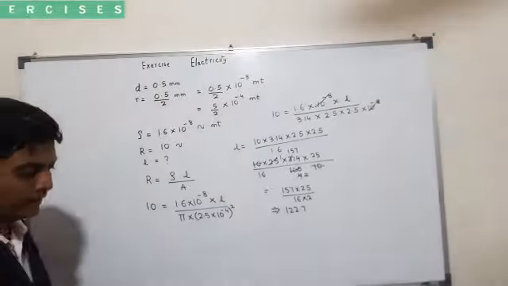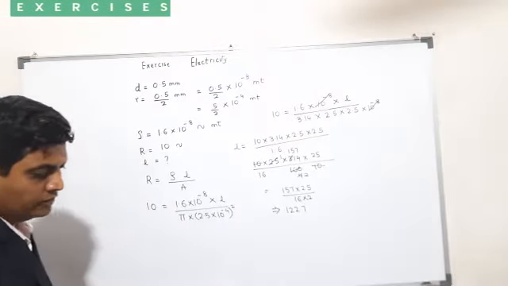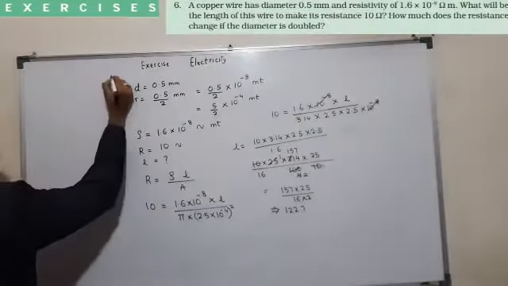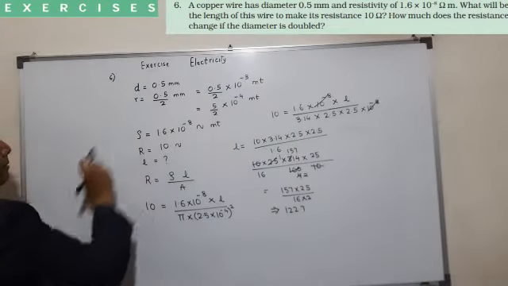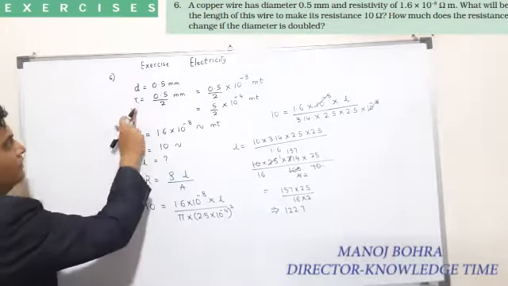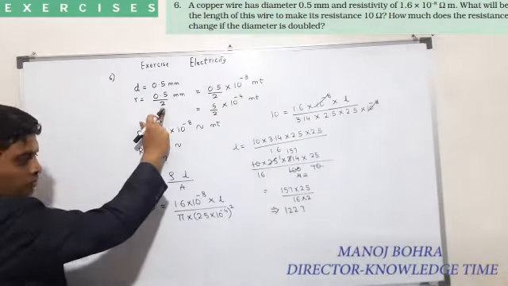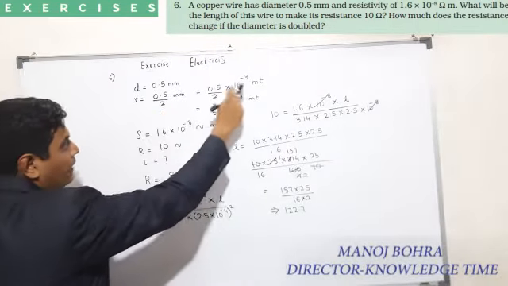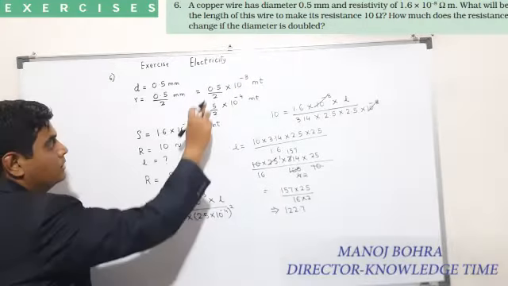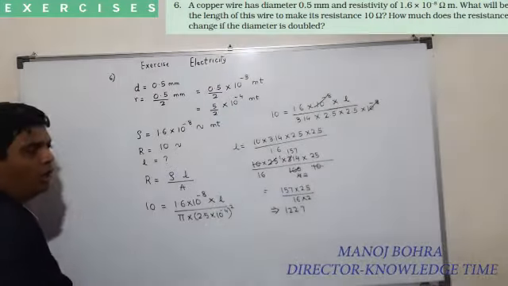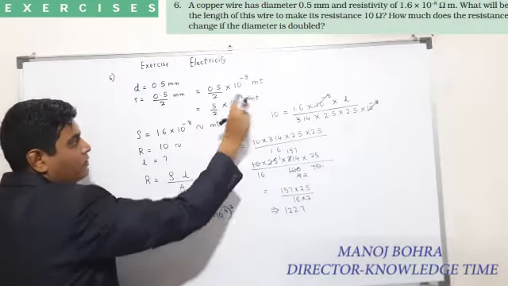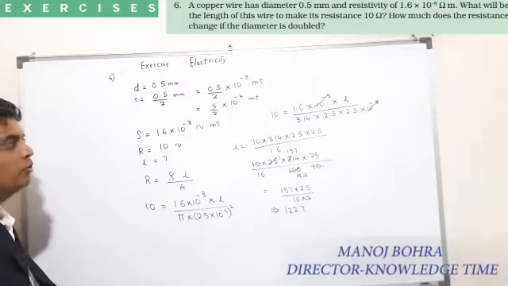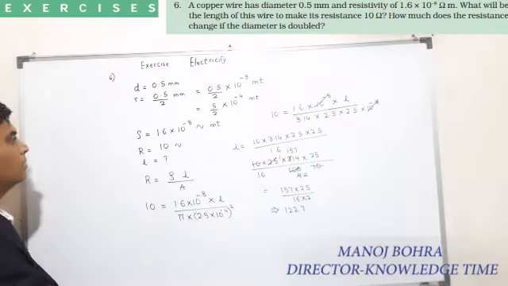Let us now look at the next sum, which is your sixth sum. What is given? Diameter is 0.5 mm. Therefore, your radius will be 0.5 mm divided by 2. And 1 millimeter is 10 raised to minus 3 meter. So this becomes 0.5 upon 2 into 10 raised to minus 3 meter, which is 5 upon 2 into 10 raised to minus 4 meter, or 2.5 into 10 raised to minus 4 meters.